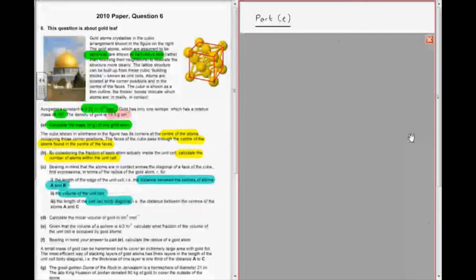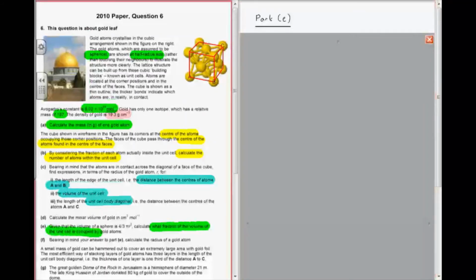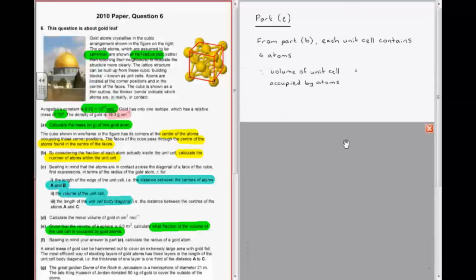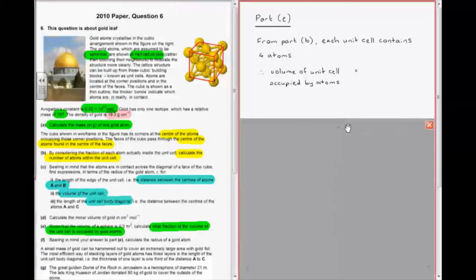Part E of the question asks you to calculate what fraction of the volume of the unit cell is occupied by gold atoms. Since from part B of the question we know that each unit cell contains 4 atoms, and if we know that the volume of a sphere is given by the equation 4/3 pi r cubed, then we can say that the volume of the unit cell occupied by atoms is equal to 4 times 4/3 pi r cubed, which is equal to 16/3 pi r cubed.